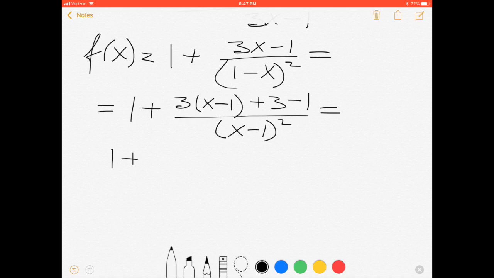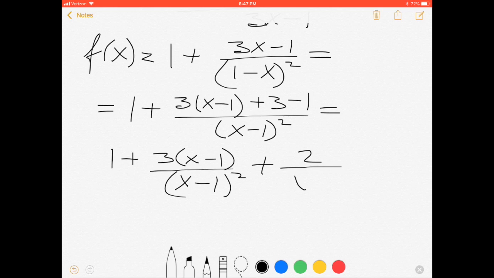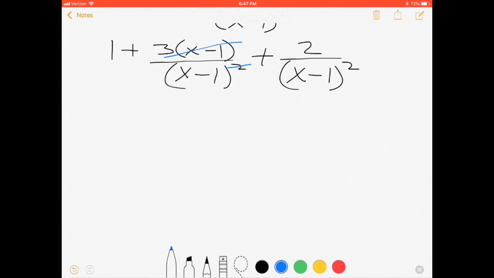I have 1 plus 3 times (x minus 1) over (x minus 1) squared plus 2 over (x minus 1) squared. Simplify my second term a little bit. We have this one. Okay, great. What do we have about this fraction? 3 over x minus 1 is exactly minus 3 over 1 minus x.